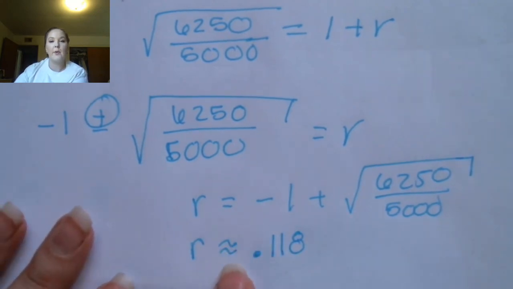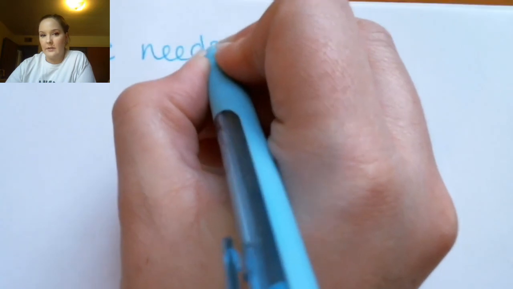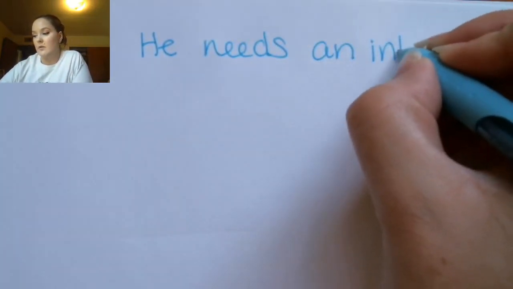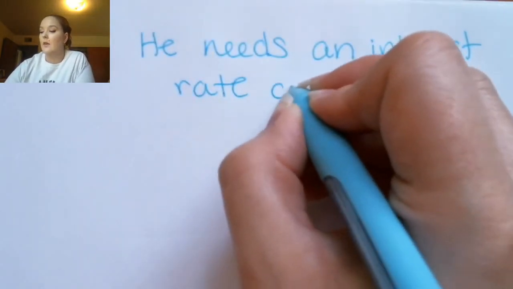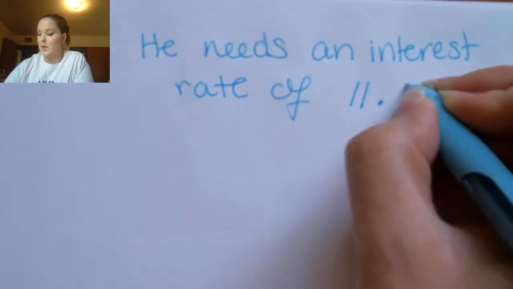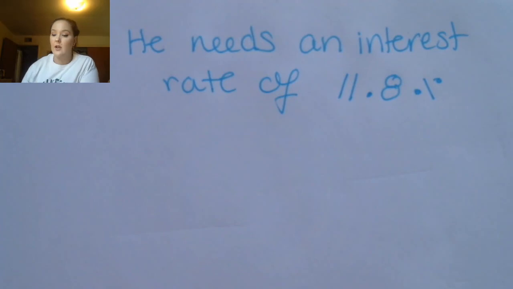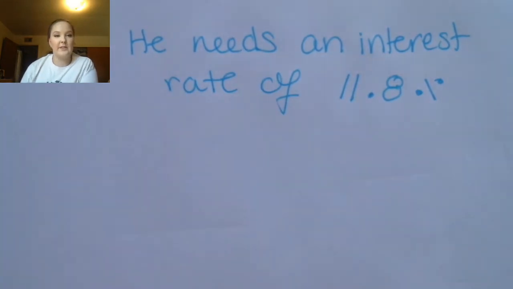Remember R is the interest rate as a decimal. So if R is 0.118, we would say that he needs an interest rate of 11.8%. You're changing it from decimal form 0.118 back to percentage form, 11.8%.